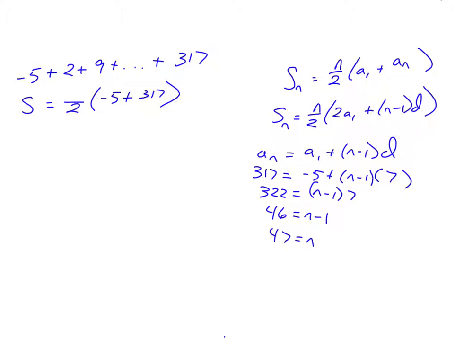So what do we figure out with 47? So that 317 is the 47th term, that is correct. So there are 47 terms in this series.